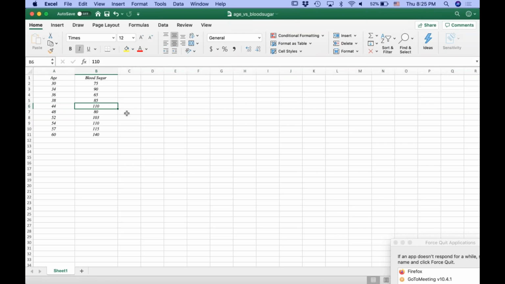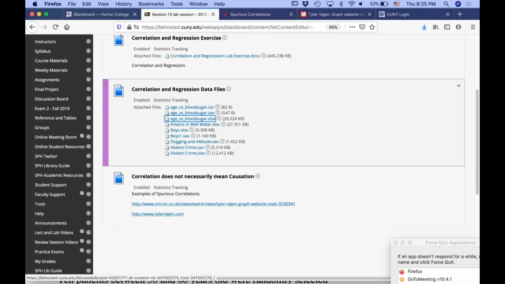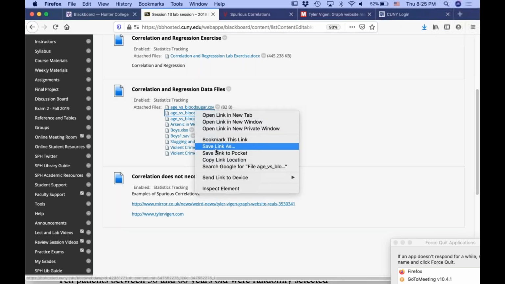Not a straight correlation, but maybe I want to quantify how strong this correlation is. So I can do that. I can do that a couple of ways. I'm going to get away from Excel for now, and I'm going to use SPSS instead. Let me just move this to my desktop.